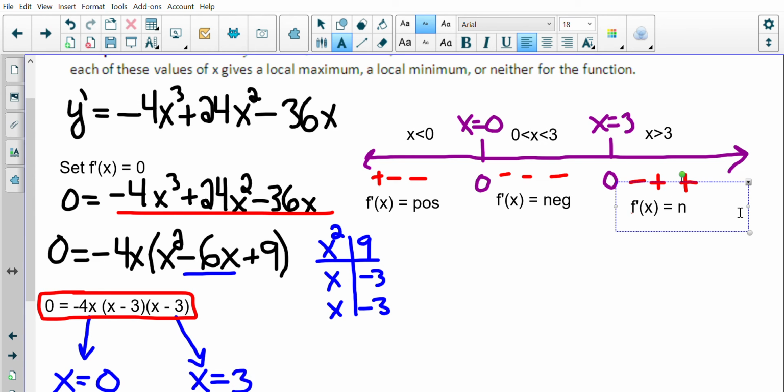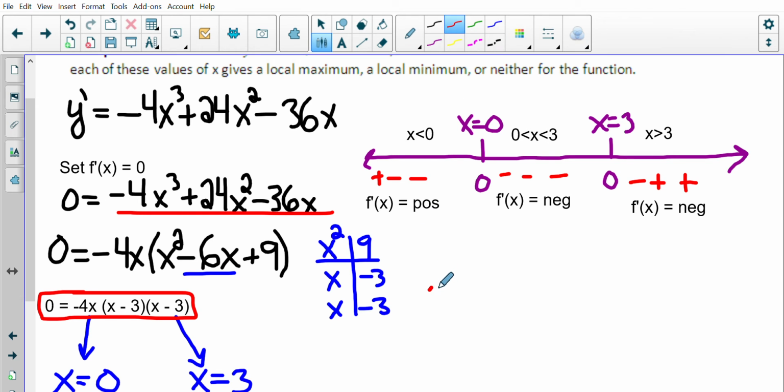And so what I'm looking for is a change. We go from positive to negative at 0, but then at 3, we just go from negative to negative, so nothing happens there. But positive means our function is increasing. Then at x equals 0, it starts to decrease. And so we are going to have a max at x equals 0.